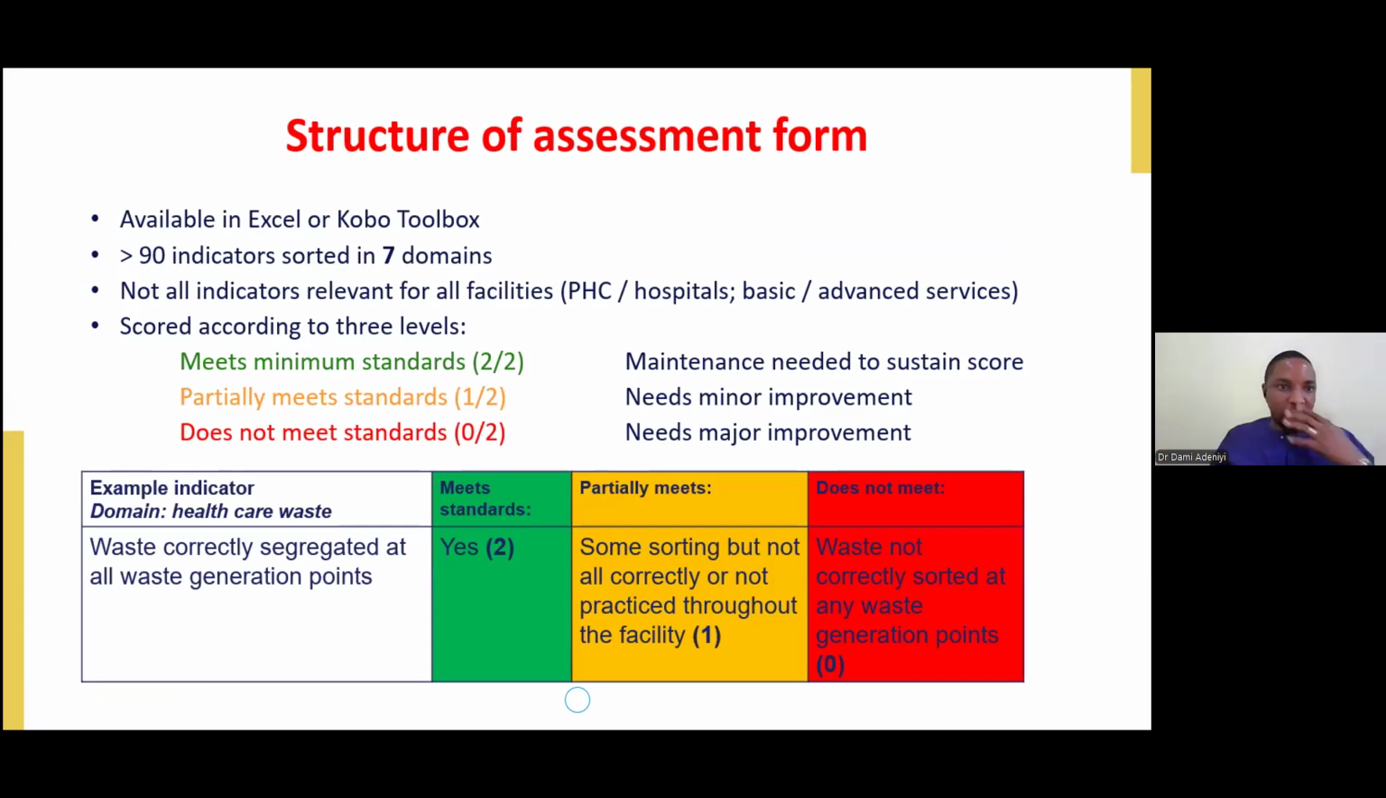The structure of the assessment form is such that there are over 90 indicators, I think about 96 in total, across the various domains. Not all indicators will be relevant for all facilities. And then the scoring system.